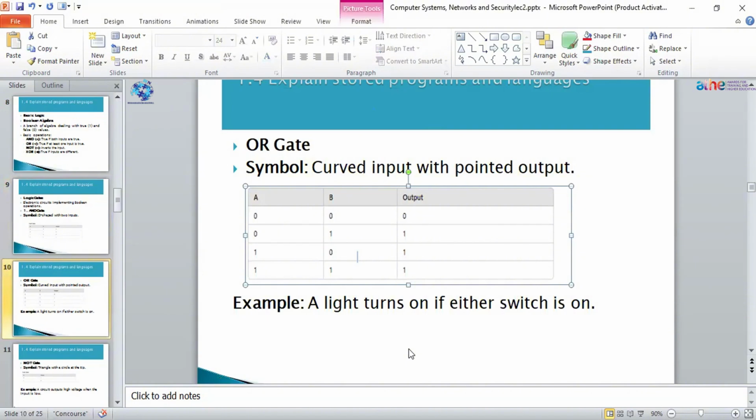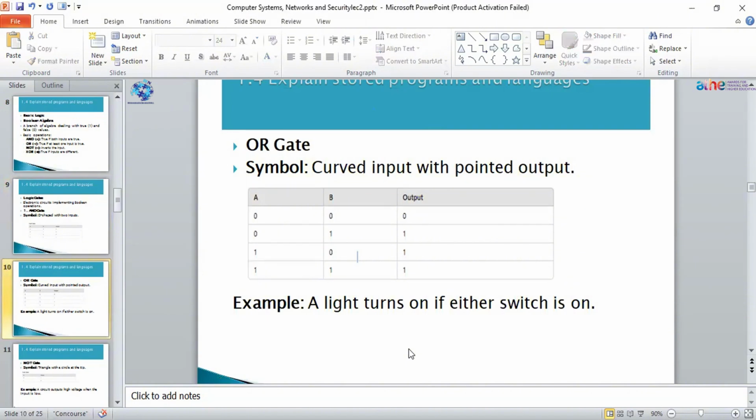After that, we have the OR gate. Now, what is the condition of the OR operation? If one input is true and the other one is false, then the output will also be true. It is denoted by the plus operator. Like if you add 0 plus 1, the answer will be 1. But it is false if both conditions are false. Like if you add 0 plus 0, then your output in that case will be 0.